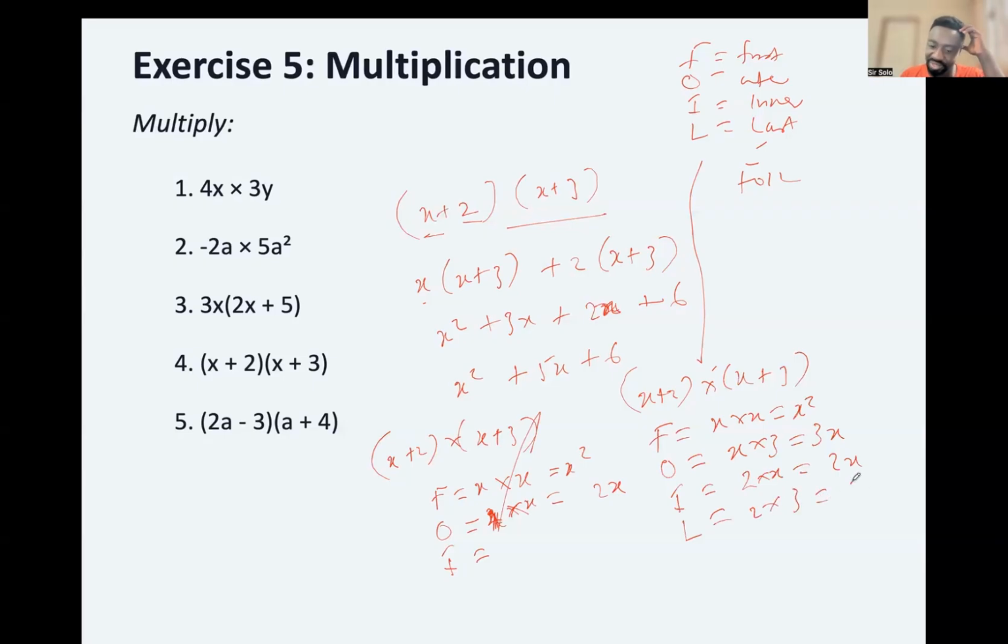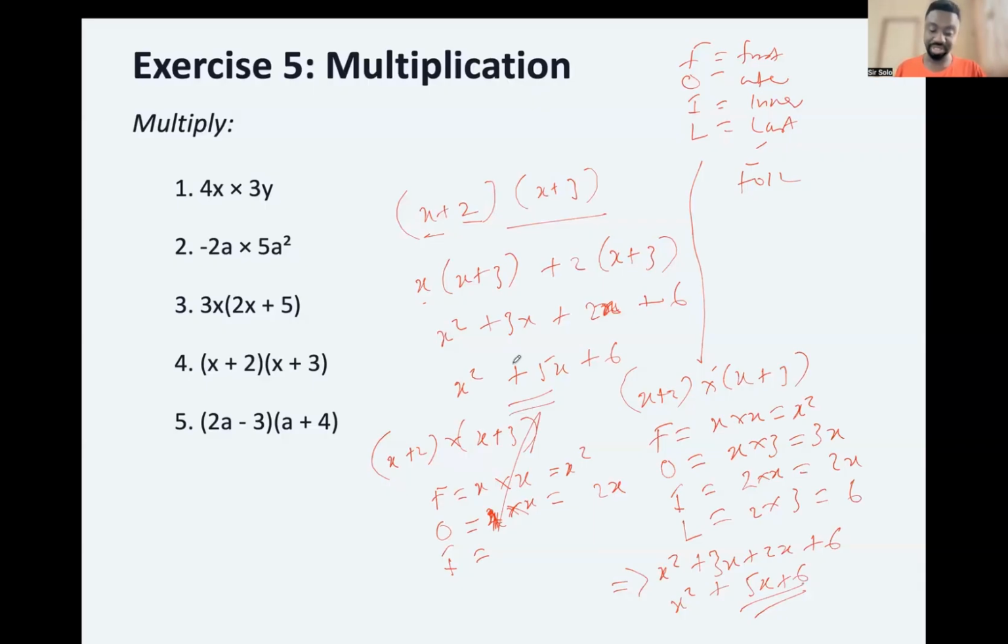It should be 6. So we combine everything. You're going to have x squared plus 3x plus 2x plus 6, which gives us x squared plus 5x plus 6. Good. The best thing is to follow the FOIL method. Now, to do another example.